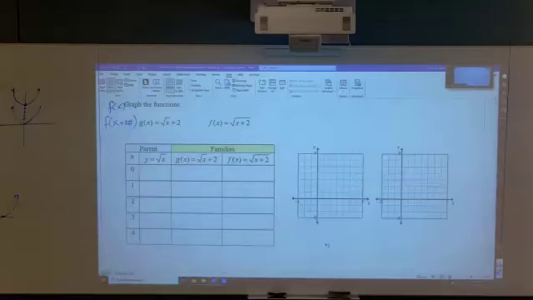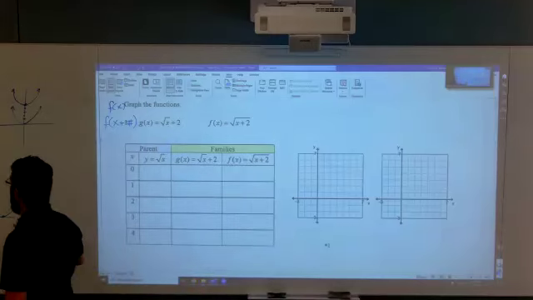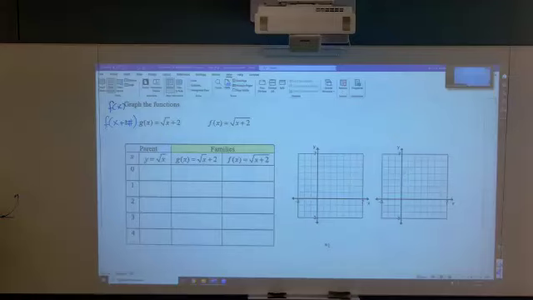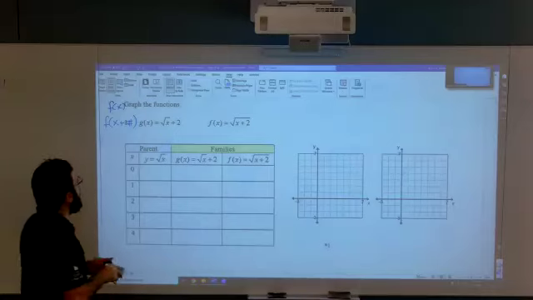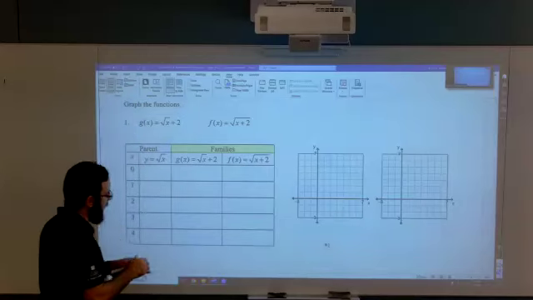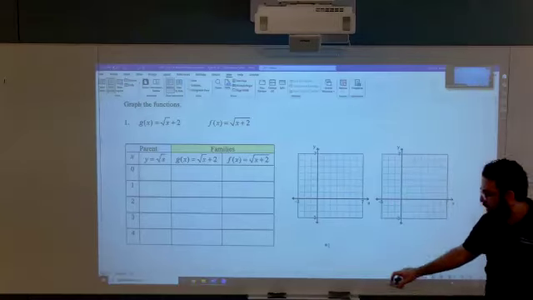Now let's do these steps here. And always you're going to go back to the same table. They ask you, now we're going to try to graph both functions. First function we're going to graph is g of x equals square root of x plus 2.